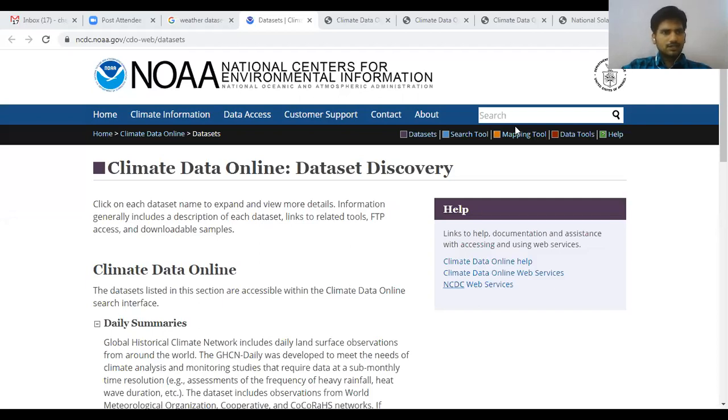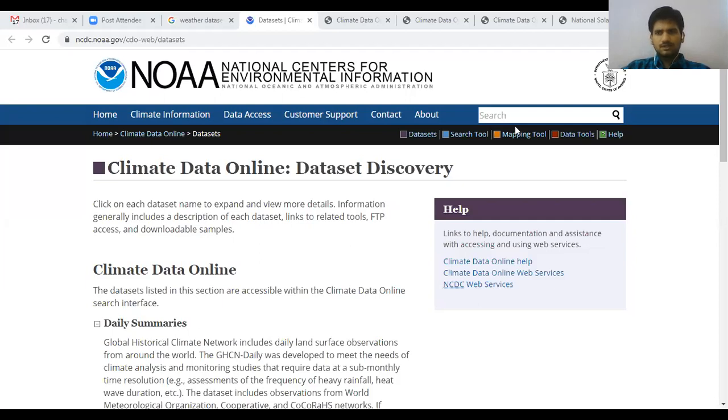This is the government website where we have all the countries' weather data sets, NCDC, the National Center for Environmental Information. Here we don't have full access. We can just see what type of data is available, and then we can analyze something. For example, we are going to consider one data set from this data and see how it is processed.